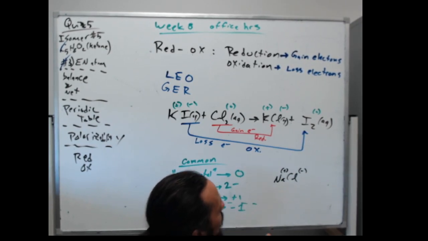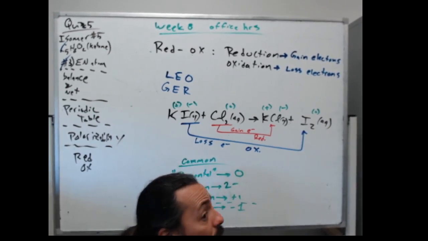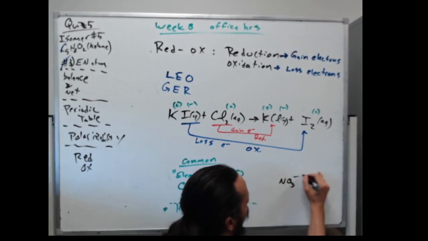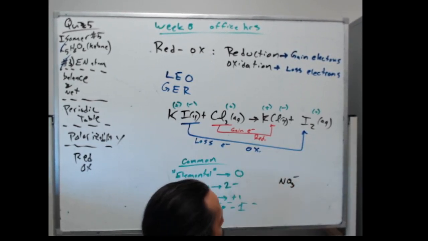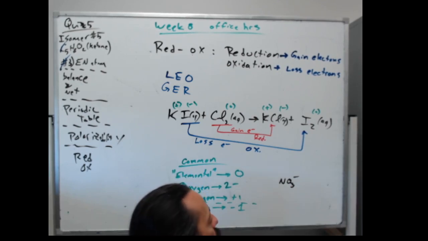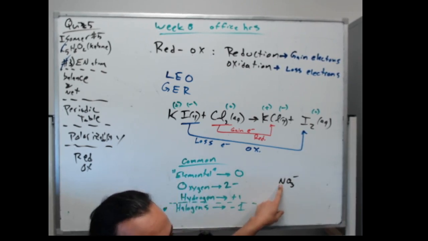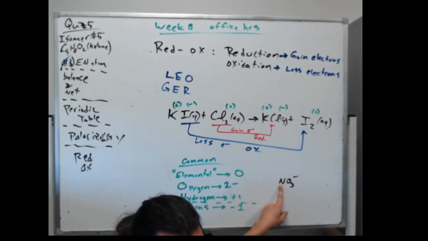The place where we have to be careful is when we're looking at our covalent compounds. Let me think of one real quick. Let's do NO3-. If we're looking at nitrate, if my oxygens are all -2s, then what's the oxidation state on nitrogen, which is different than its charge in this case?